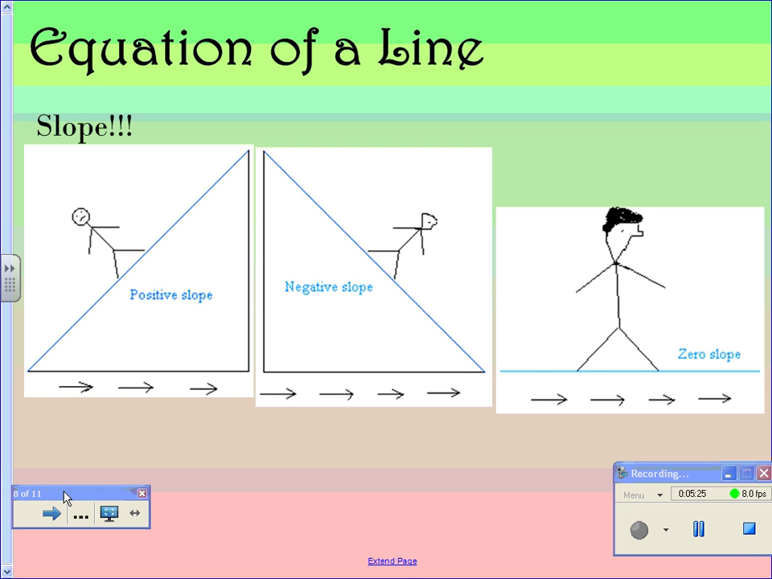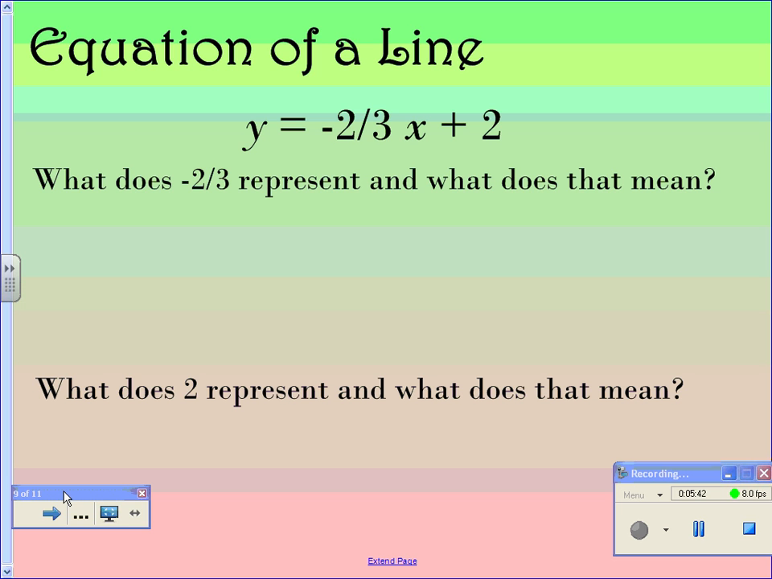Does that make sense? So if you're confused about your slope, copy those pictures. If you understand positive, negative, zero slope, you don't have to write them. Anyone confused about slope? Okay. I was looking for pictures dealing with slope, and those came up. I liked them. All right, so looking at y equals negative 2/3 x plus 2.